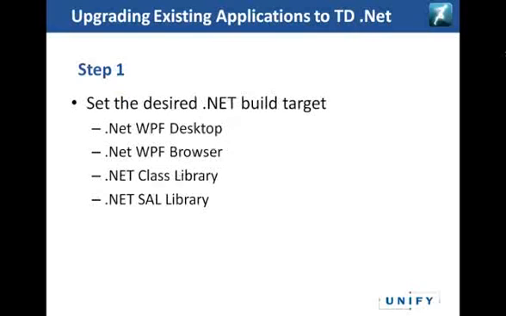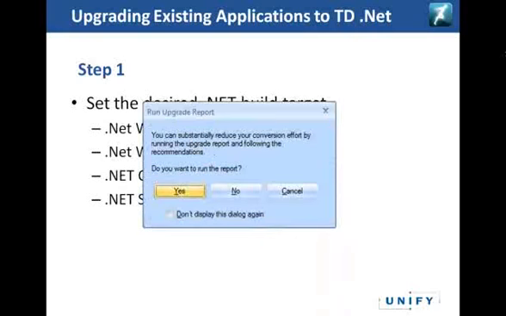So if you come to step 1 here, this is when you're really ready to go to .NET. You would just go to the build settings and set the desired .NET build target. And initially you probably set it to .NET WPF Desktop, because that's the easiest one for the beginning.